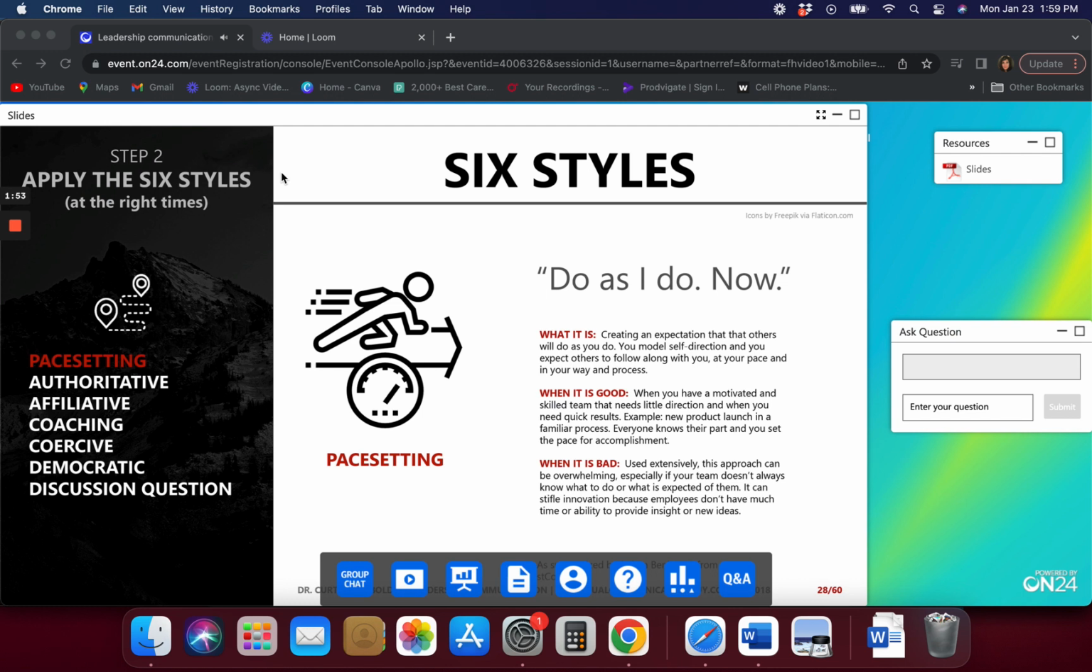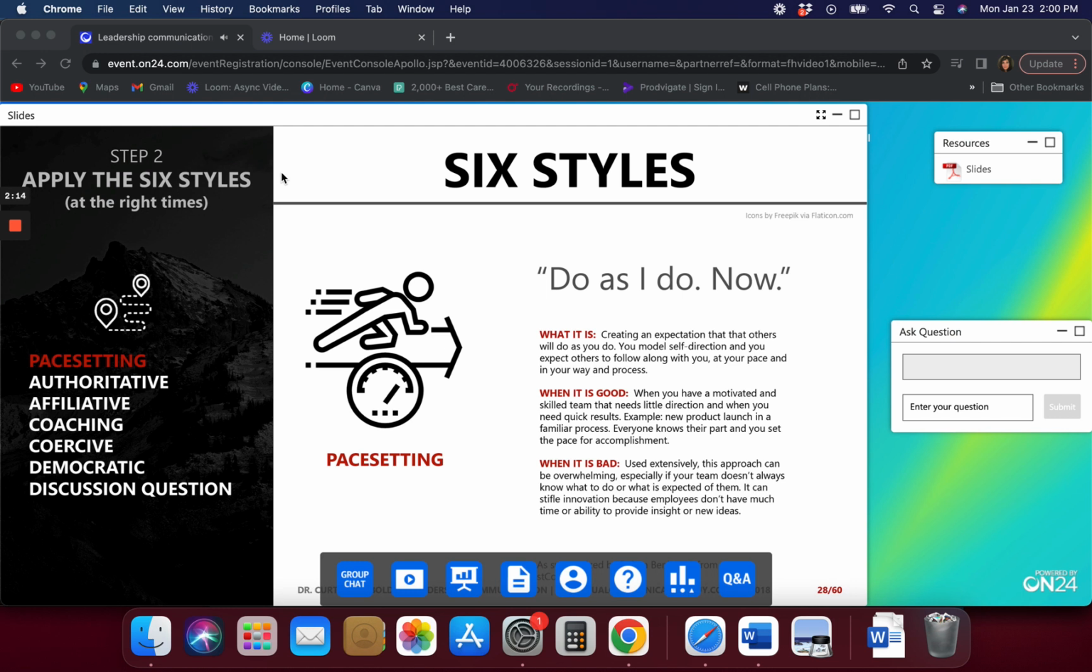This is common in places where you're developing new products, where you're maybe a project manager and you're just trying to push through. And everybody's aware of what they're doing. You'll see what this is. It's creating an expectation that others will do as you do. You model self-direction, and you expect others to follow along with you at your pace and in your way and process.